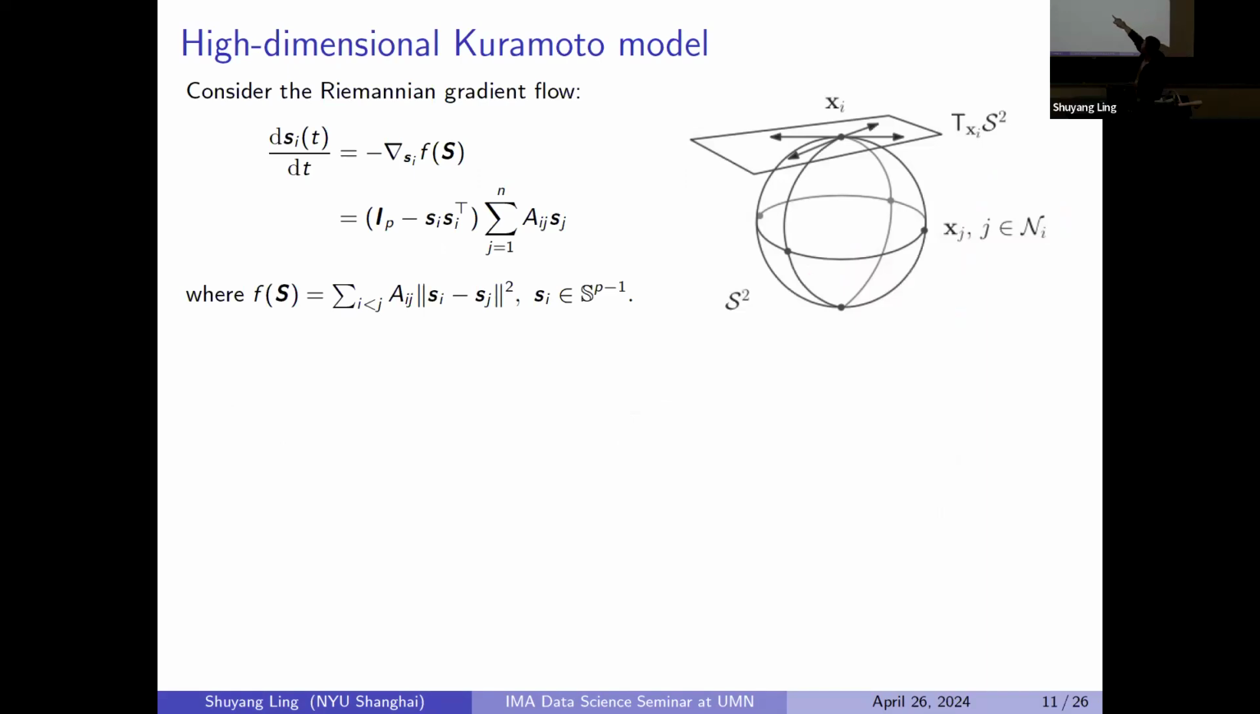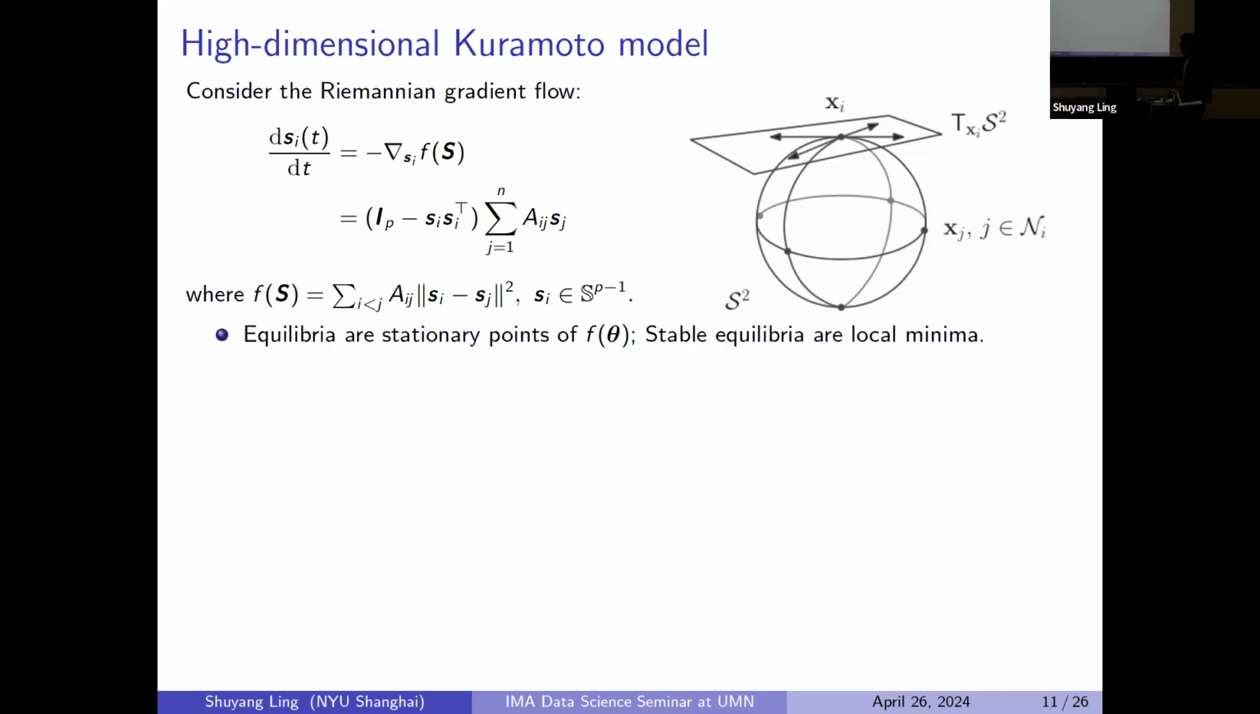For example, I just take the gradient with respect to t. I treat the time derivative of S_i with respect to t, and I can write this down as a Riemannian gradient of the objective function. So the identity I_p minus S_i S_i transpose is actually a projection onto the tangent space of the sphere. Okay, so I have this.